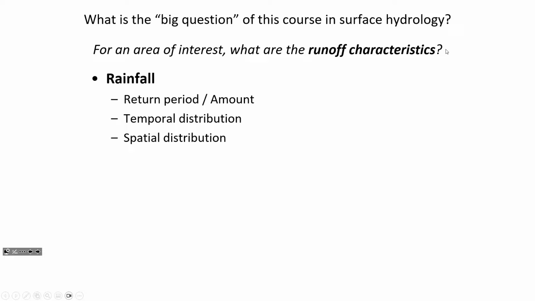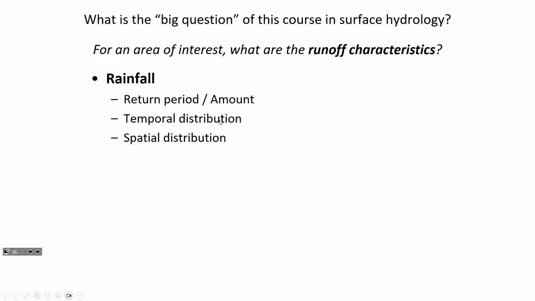We could be looking at the rainfall component of this area of interest and how rainfall affects the runoff, because there won't be runoff unless there's rainfall. Runoff is some portion of the rainfall. And so when we get into the details of rainfall, we'll be talking about the return period, temporal distribution.